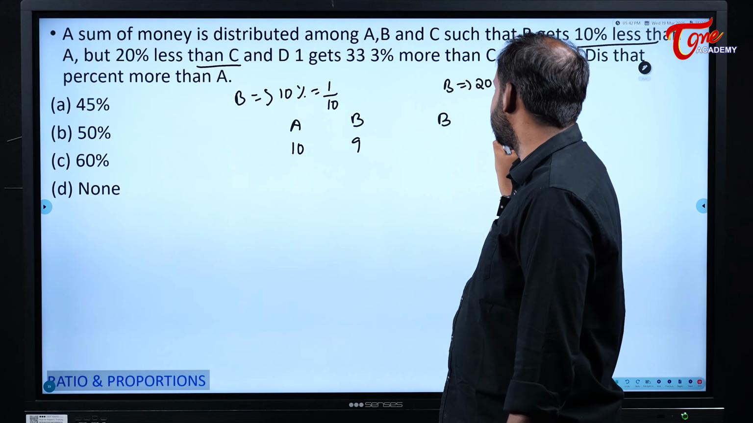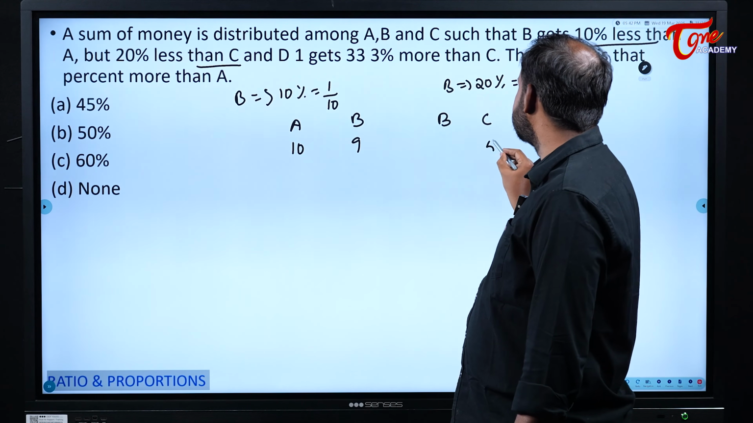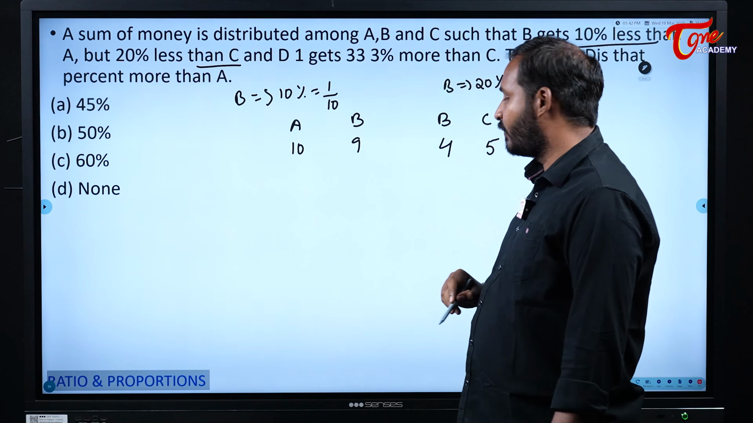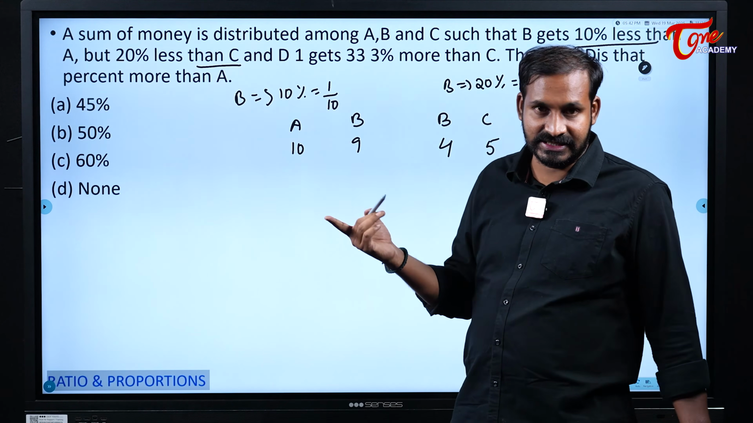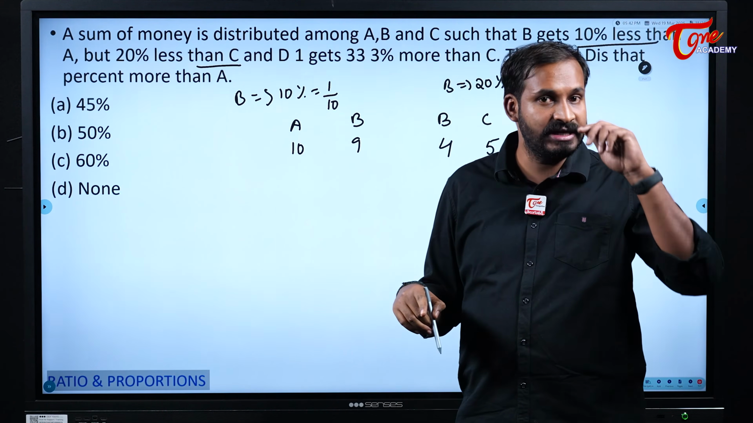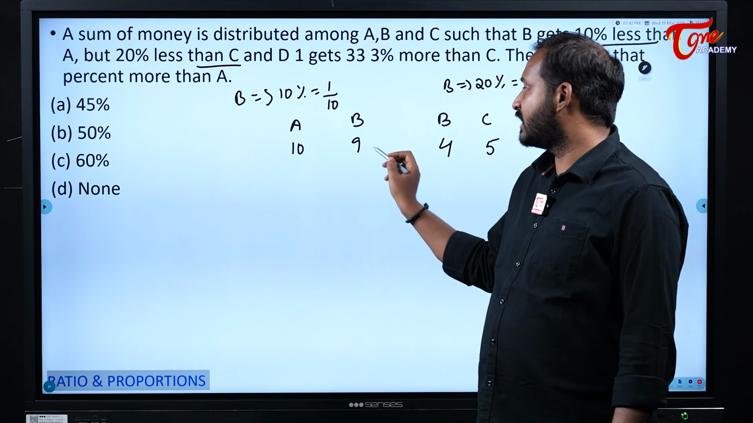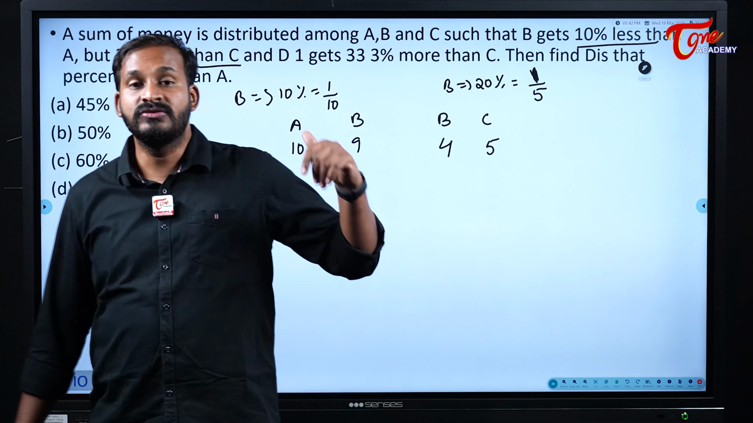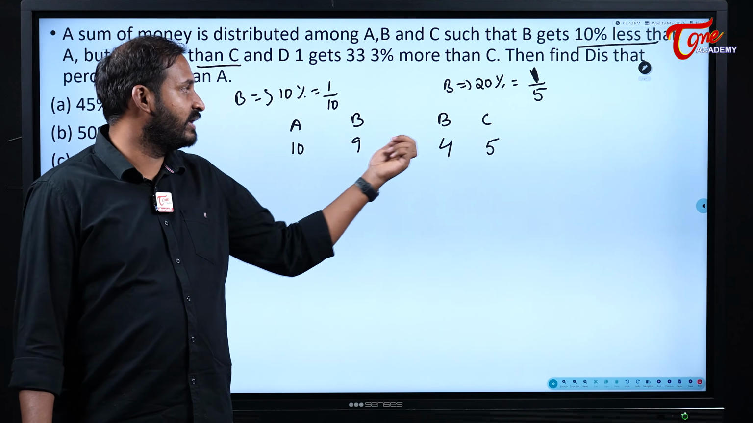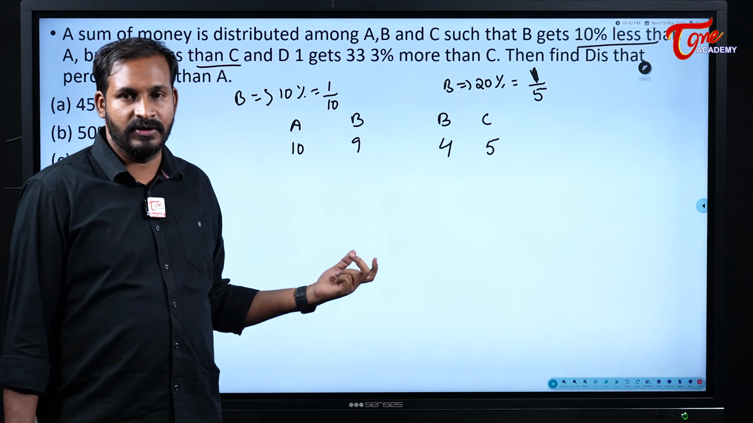That means B and C. If C is 5 parts, now B's value will become how much? 4 parts. Why? Because it is lesser. If it were more, I would have written B as 6. But here it is lesser, so I have written it as 4 parts. So A, B has 10 and 9, B and C has 4 and 5. Please go and watch the percentage video, then you will have a clear idea why I am writing 10 and 9 and 4 and 5.